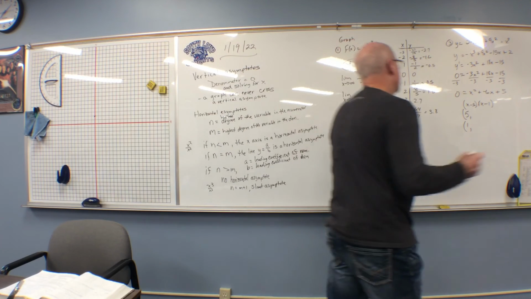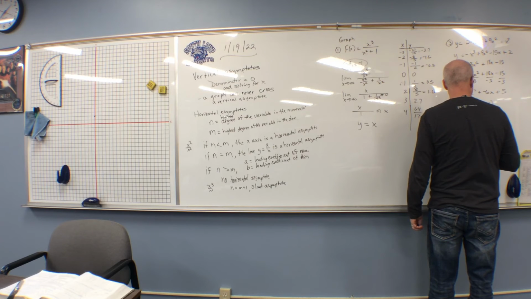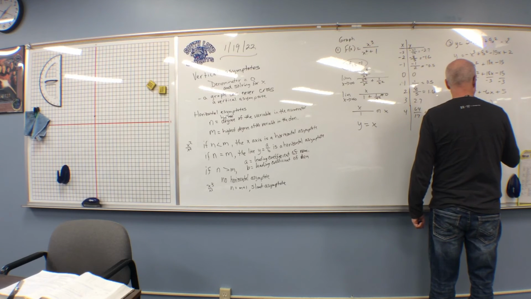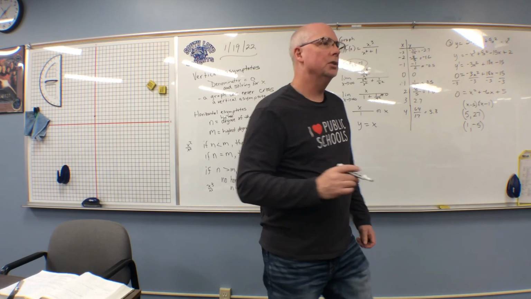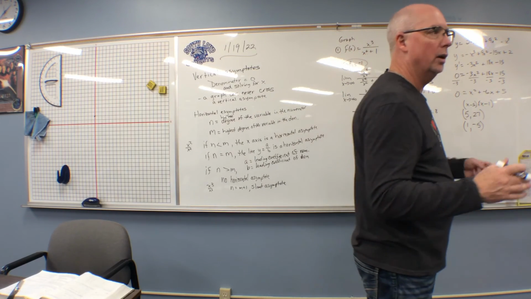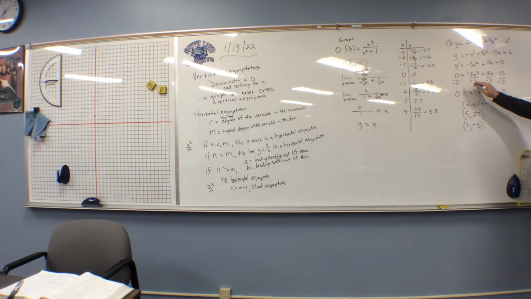You got 527? 27. What's 1? -5. -5, okay. Alright, so we know those are critical points. Let's do a double derivative and check whether they hold water or don't hold water, shall we? Yep. Alright, so let's do a double derivative, which is right here.